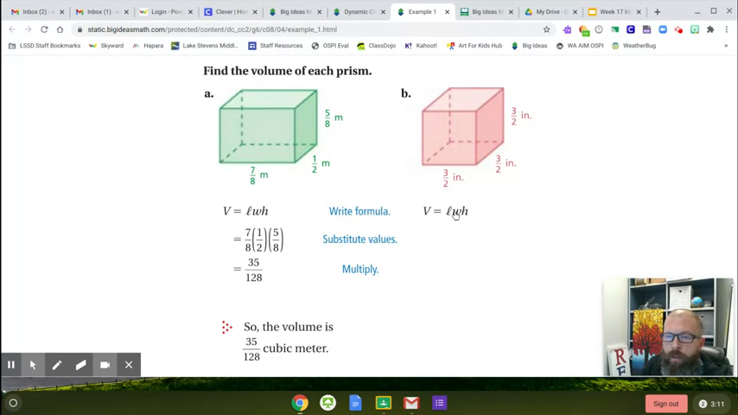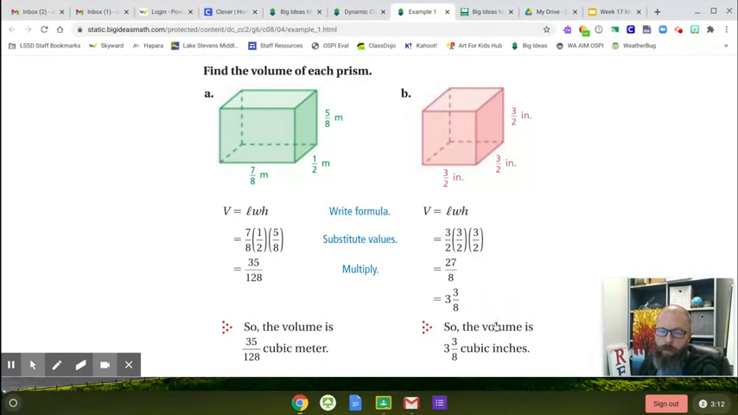So again, length times width times height. Here's the length, width, height. Multiply them all together, you end up with 9 times 3 is 27 on the top, and 2 times 2 is 4, times 2 more is 8. So 27 over 8, and that is an improper fraction. So we're going to change it to 3 and 3/8, because 8 goes into 27 3 times with 3 left over. So the volume is 3 and 3/8 cubic inches. Or you can write inches cubed.